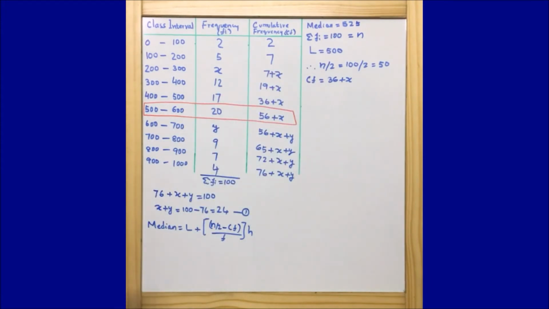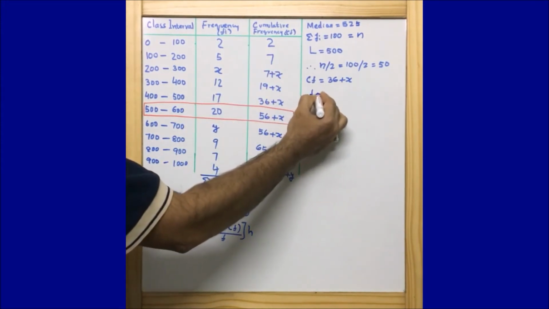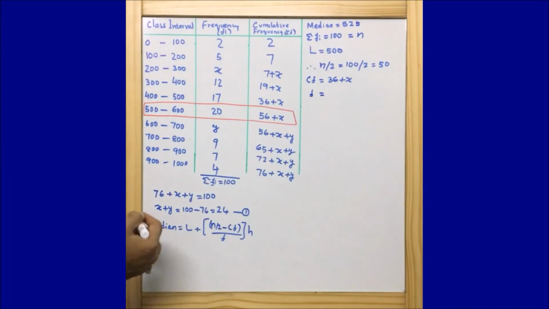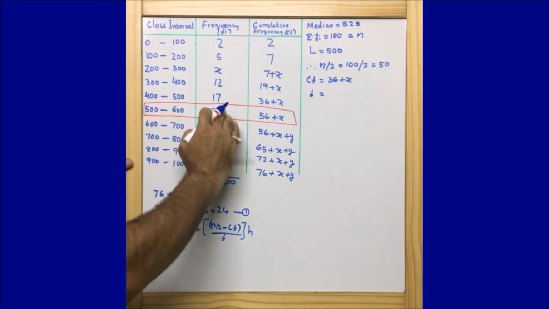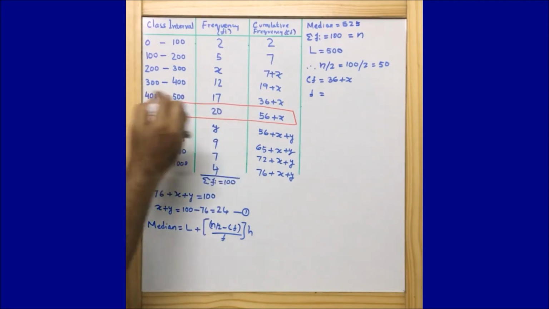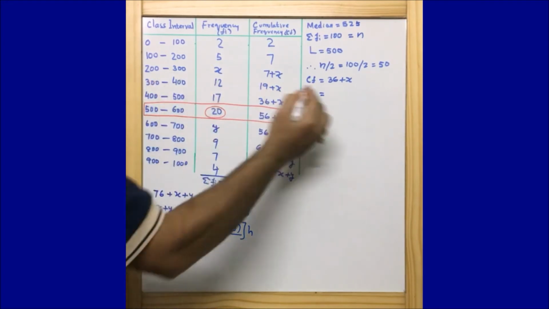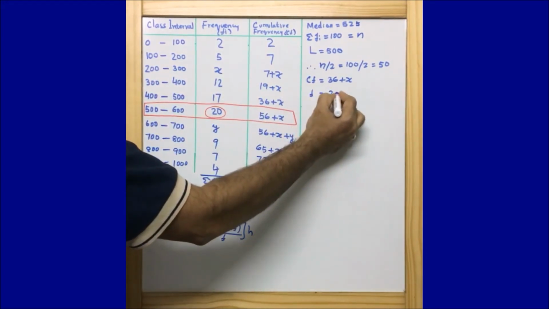Now what else? We have frequency f, because in the formula here it is upon f. F here is the frequency of the median class. So here the frequency of the median class is 20. This is the frequency of the median class. This is 20, so we are going to consider this f as 20.